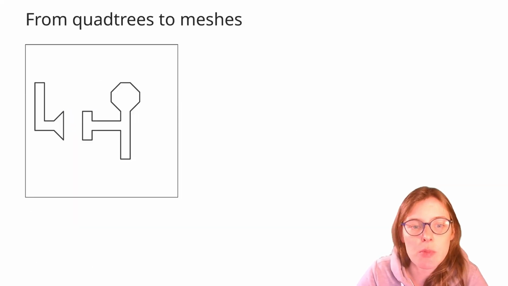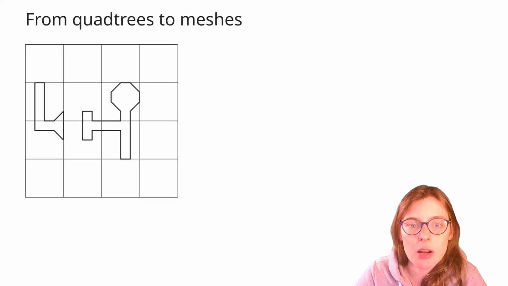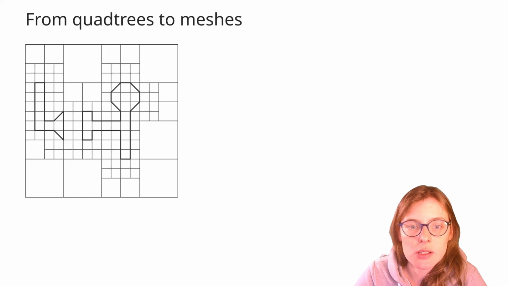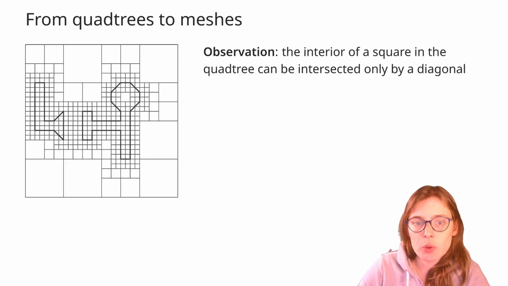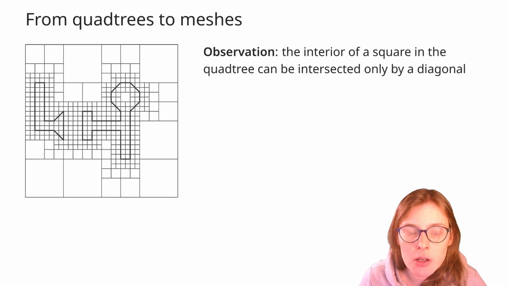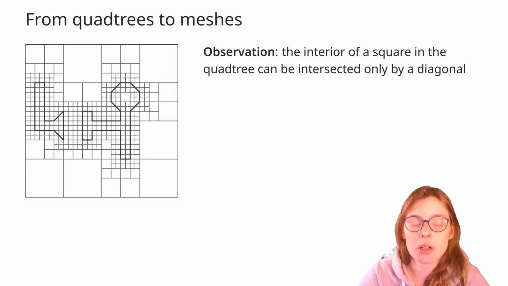Let's consider this example. We are given octilinear polygons in a square with integer coordinates. We will start by subdividing the square into smaller and smaller squares until we reach either completely empty squares or until we get to unit-size squares. This is the resulting quadtree that we will continue working with. Observe that when we are done, if a polygon intersects the interior of a square, then it intersects it along one of the diagonals of the square.